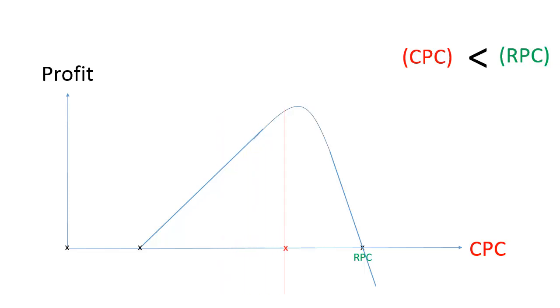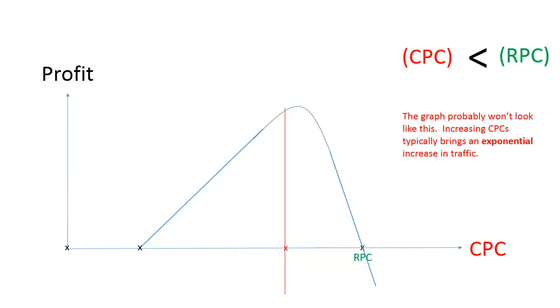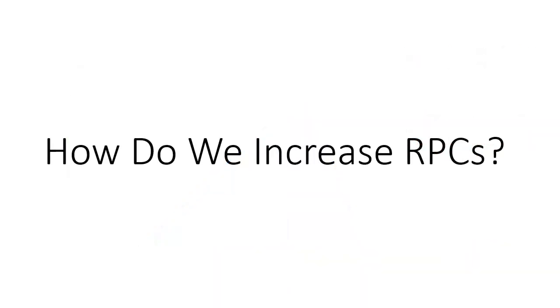The graph probably won't look like this. Increasing our CPCs will typically bring in an exponential increase in traffic. A rule of thumb is that doubling our CPCs will quadruple our traffic if we were in a low enough ad position to start with. So the question becomes, how do we increase our RPCs?